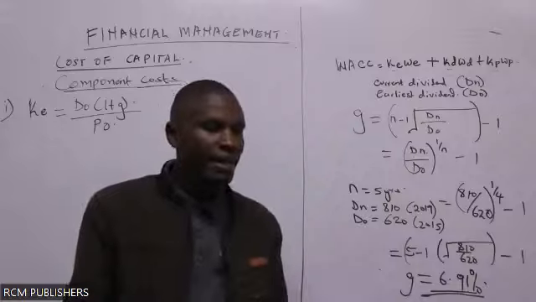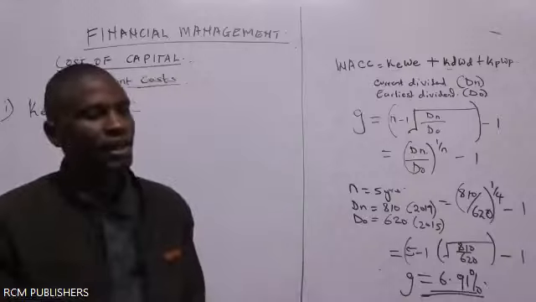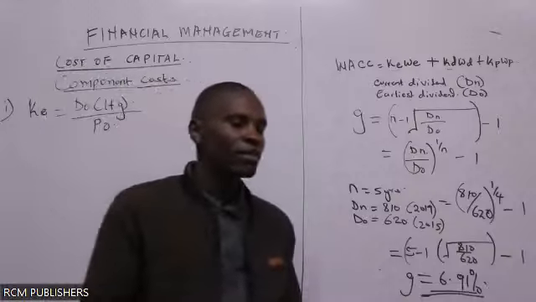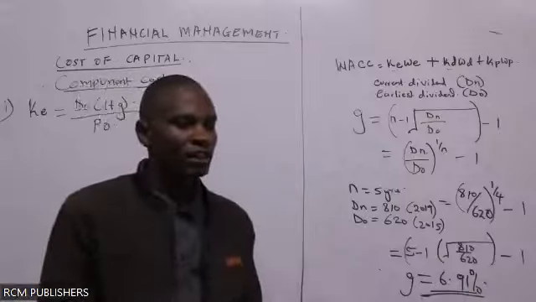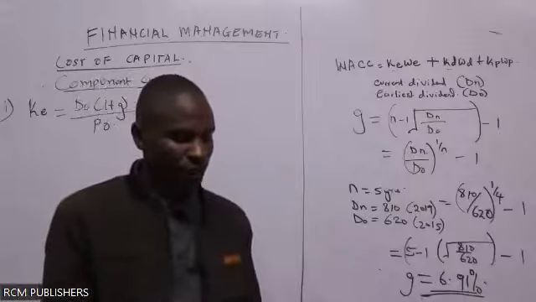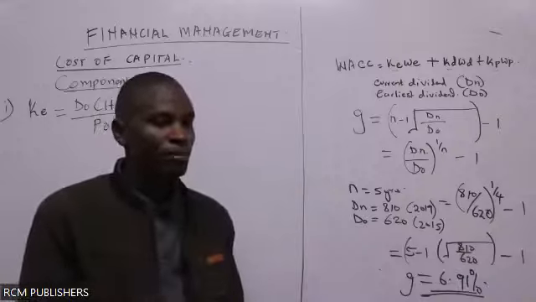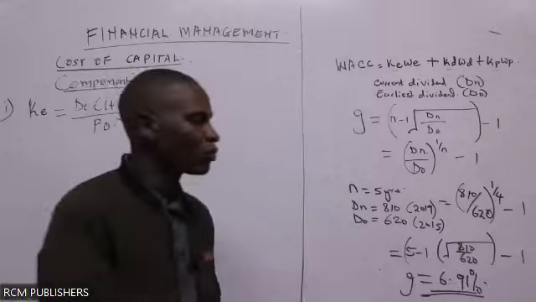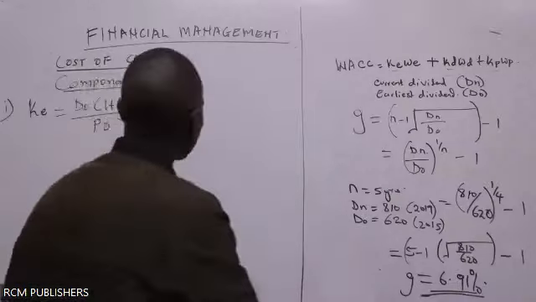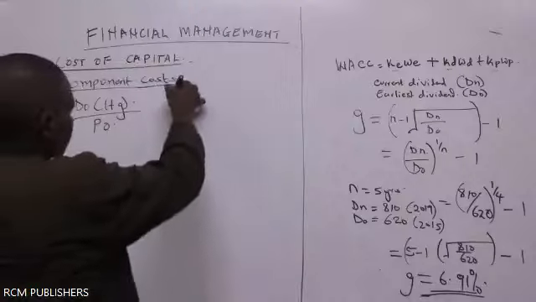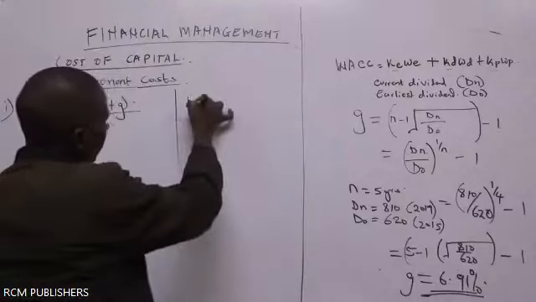Therefore, can I get the dividend per share in the year 2019? Tell me the formula of getting dividend per share. Because I need now to get the dividend per share. That will be my D0. Dividend per share.